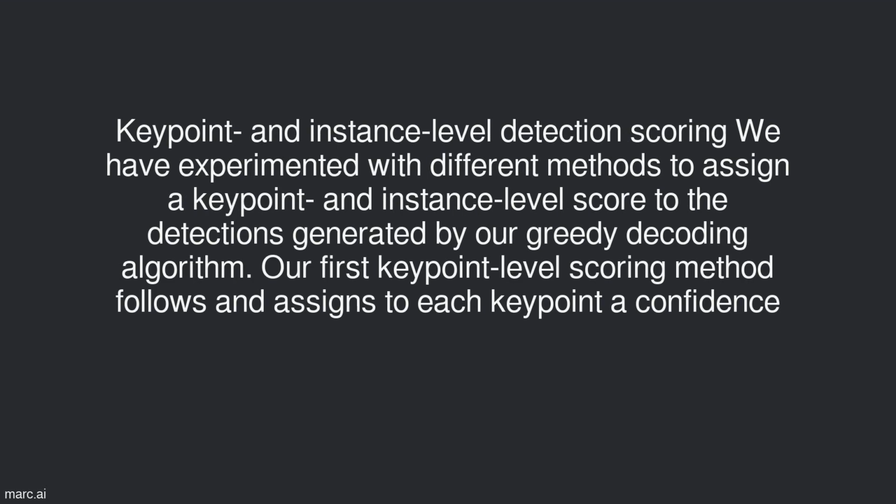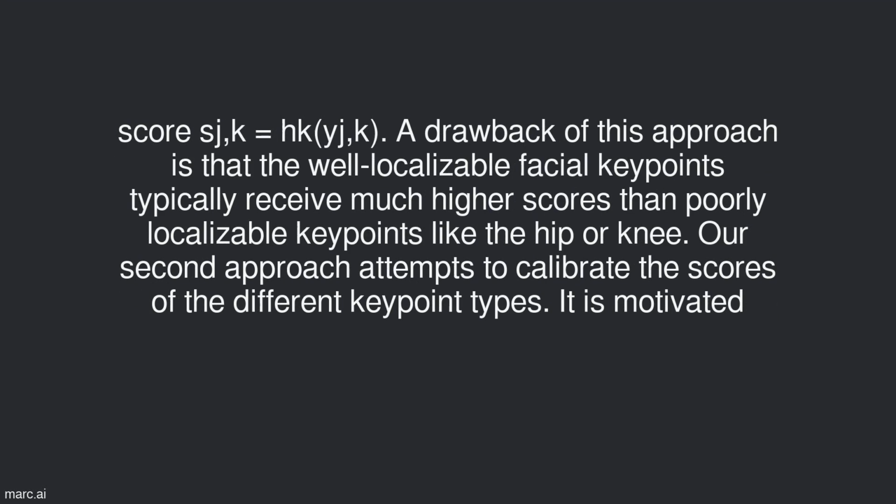Keypoint and instance-level detection scoring. We have experimented with different methods to assign a keypoint and instance-level score to the detections generated by our greedy decoding algorithm. Our first keypoint-level scoring method follows and assigns to each keypoint a confidence score S_j,k equals h_k(y_j,k). A drawback of this approach is that the well-localizable facial keypoints typically receive much higher scores than poorly localizable keypoints like the hip or knee.